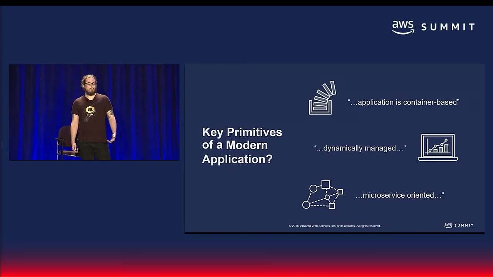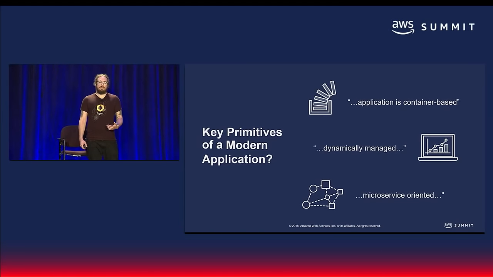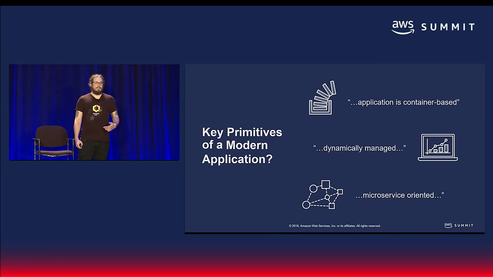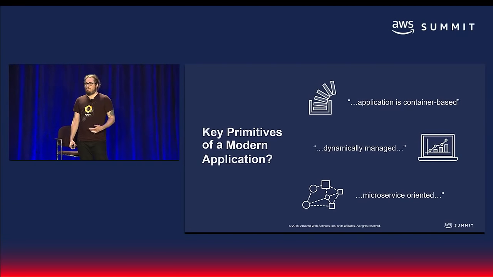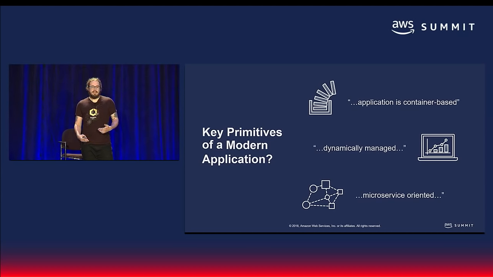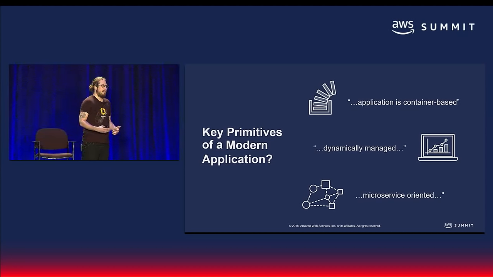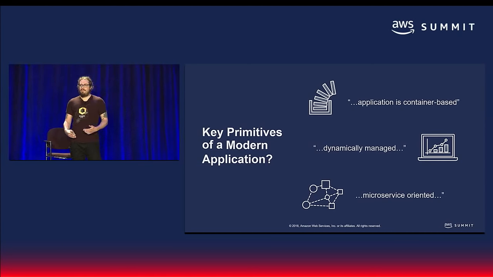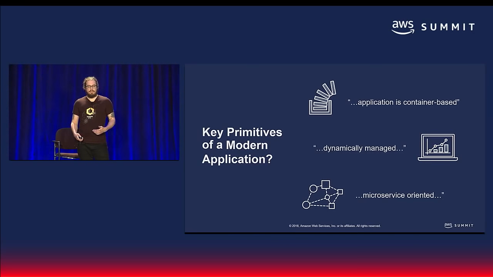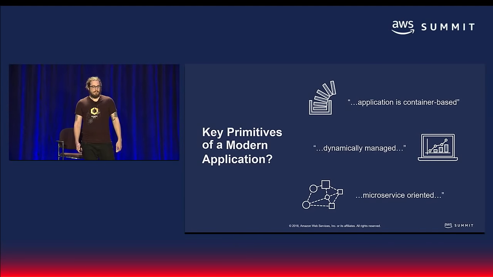And then the third primitive of a modern application is that it's microservice oriented. We'll talk about some of the benefits of microservices and why this is a core aspect of building a modern application. But just to summarize, microservices give you the ability to limit the blast radius of any bugs. They allow your organization to develop code faster and more reliably and get features out the door more quickly than if you were not using microservices.